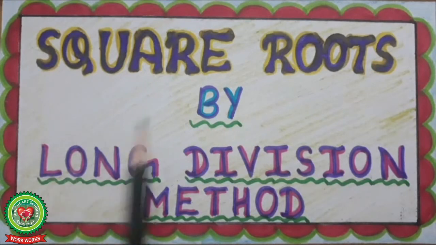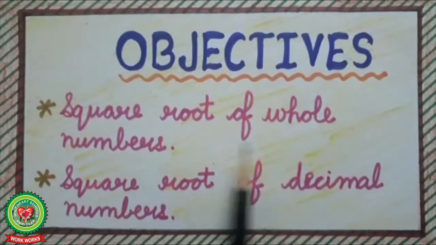Under the topic square roots by long division method, we have already done how to find square root of whole numbers. Today we will learn how to find square root of decimal numbers.